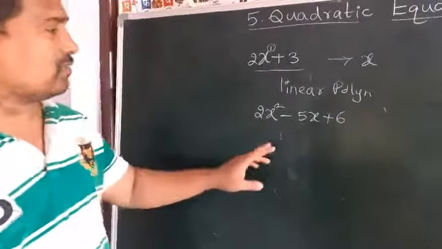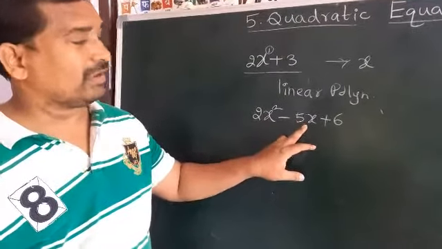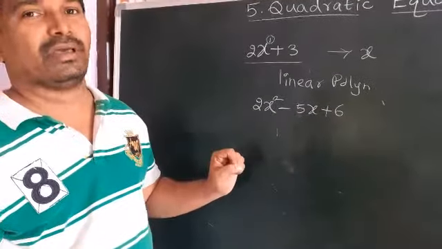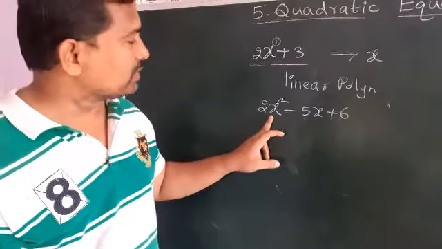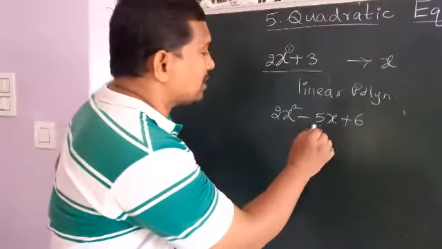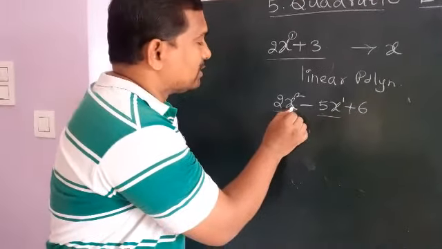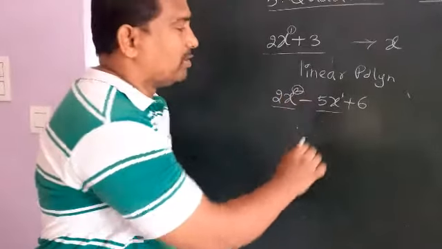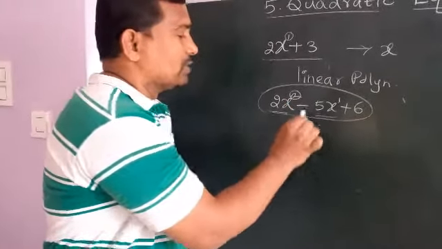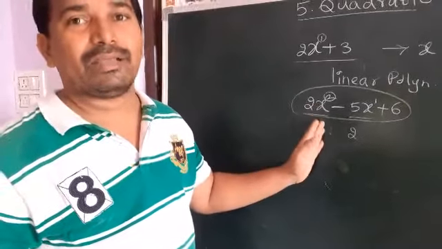See this, it is also one polynomial. So what is the degree of this polynomial? This is a polynomial in variable x. So what is the highest power of x? How many x terms are there? 2x square minus 5x plus 6. So this variable x has 2 terms. What is the power of x here? 1. Here what is the power of x? 2. What is the highest power of x? 2. So the degree of the polynomial is 2. So when the degree of the polynomial is 2, that polynomial is called quadratic polynomial.